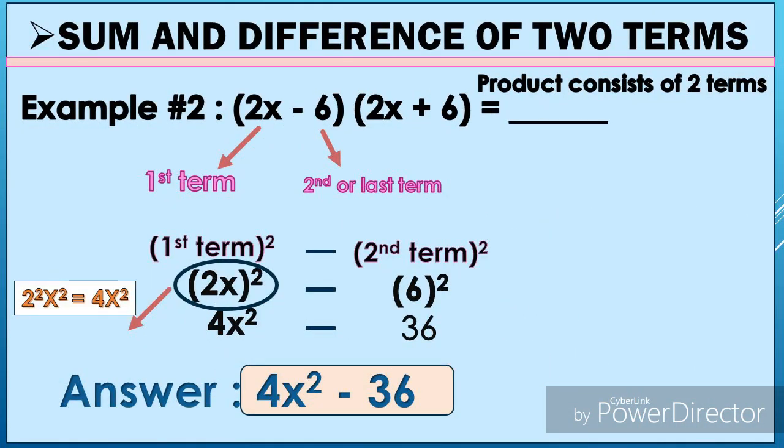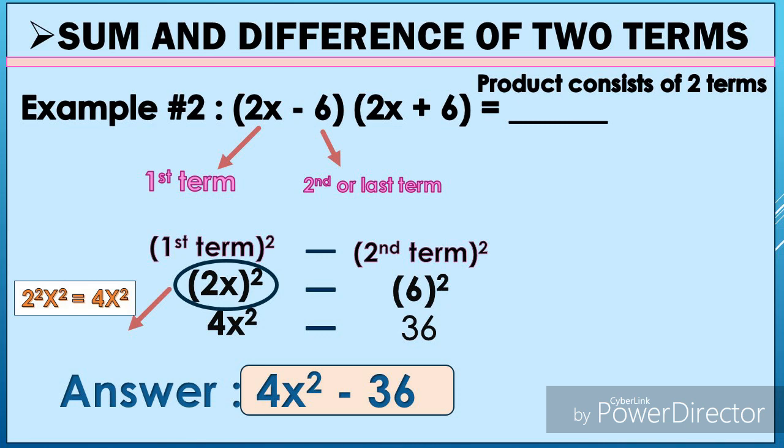Okay, next, let's proceed to the number 2 example. The quantity of 2x minus 6 times the quantity of 2x plus 6. Our first term here is 2x, and the last term is negative 6. Again, to follow the pattern, we square the first term and we square the second term.